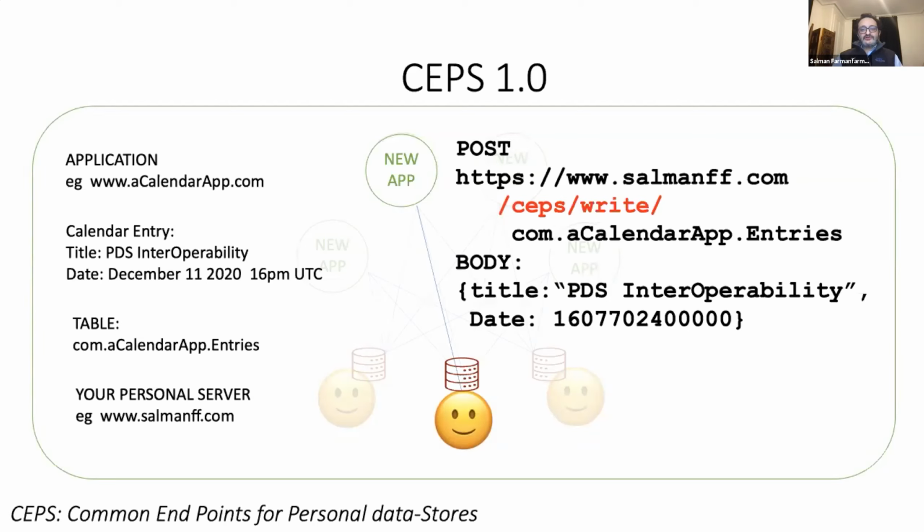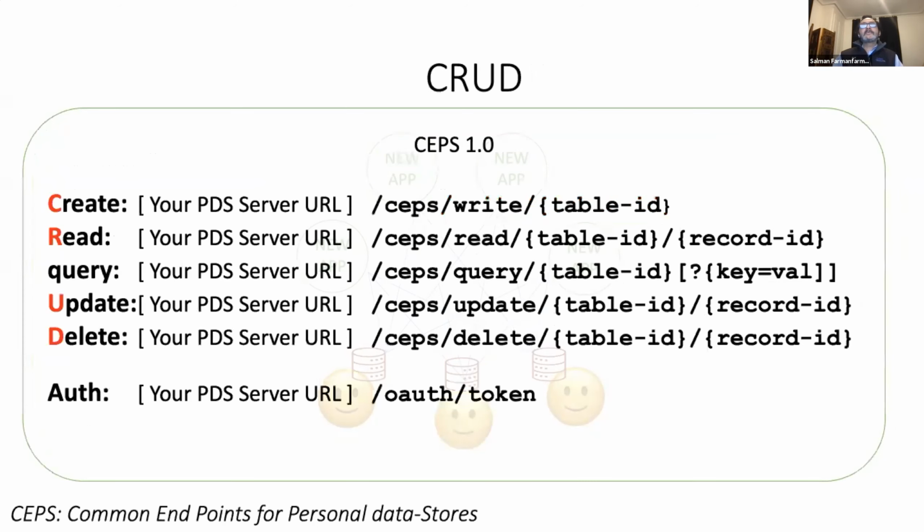Instead of my data sitting on a Calendar app server, it's sitting on my server. And all my server needs to do is to make sure that if an authorized app writes to CEPS/write/table name, as we've defined, it stores it in the right place, and all the app needs to know is my server's URL. And that's CEPS 1.0. Basically, you realize that all applications ultimately use 4 or 5 basic commands to read, write, update, and delete data. That's CRUD.